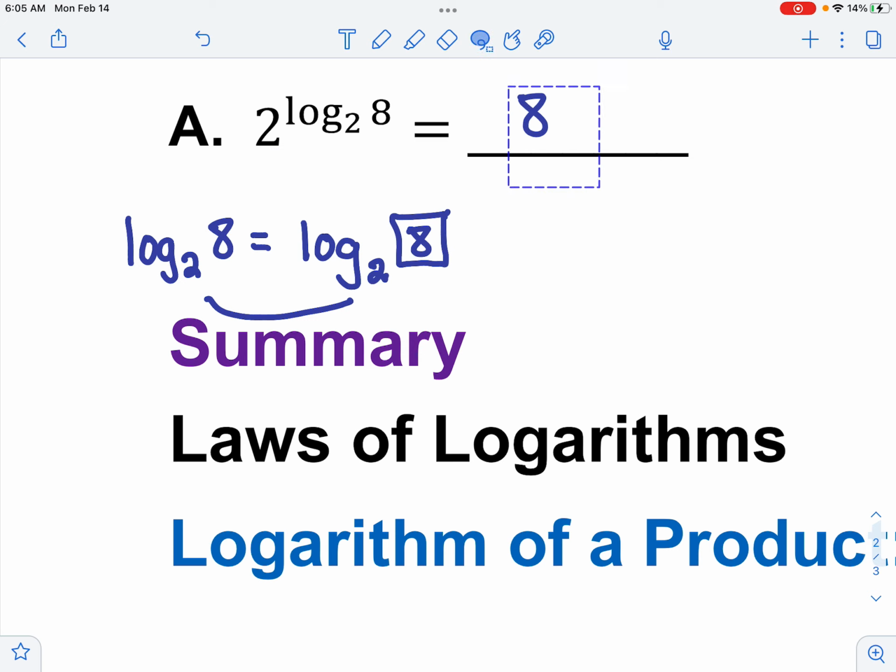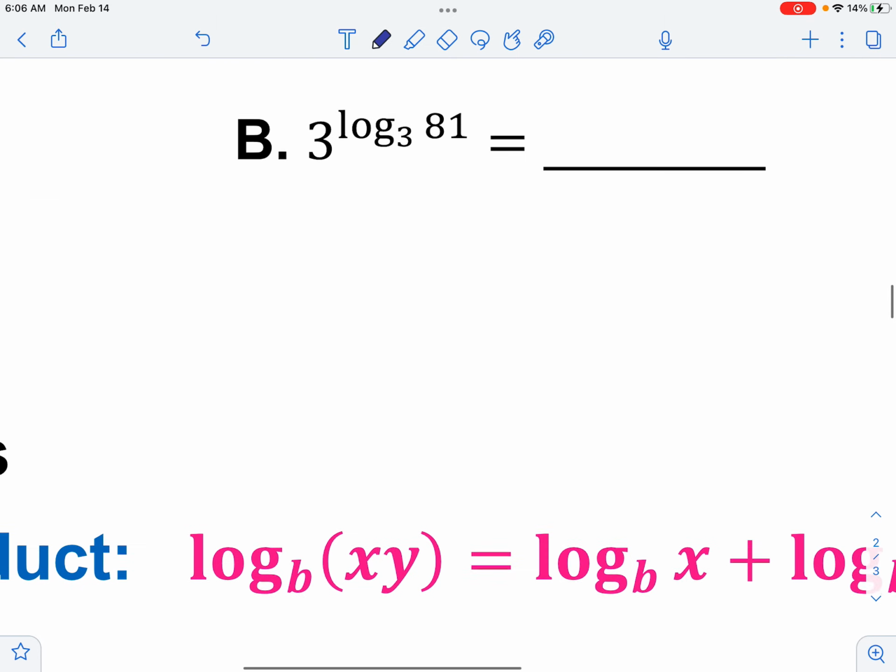Okay, and this is a property, so you don't necessarily have to understand how I changed this to log form. You just have to know that when you have an exponential expression in this kind of funky form here, if this base is the same as this base, then the whole thing equals the argument. Okay, so then we did that one more time here.